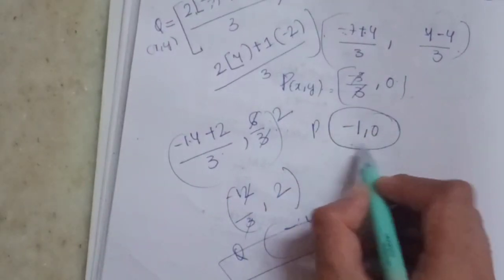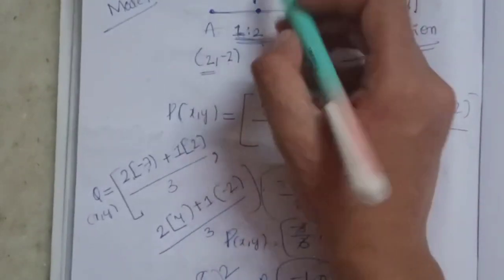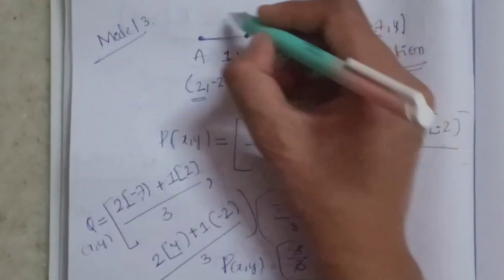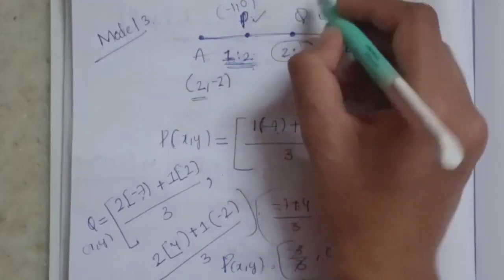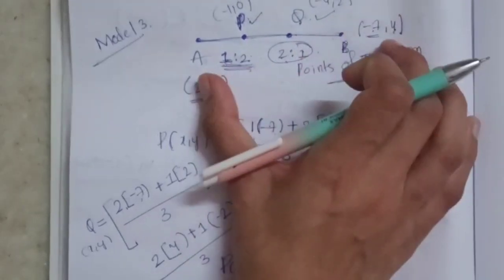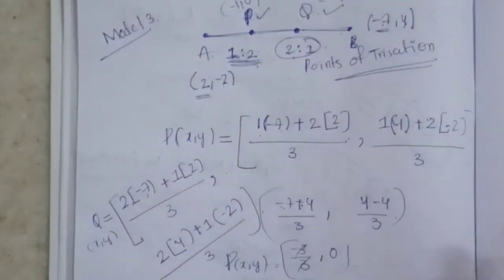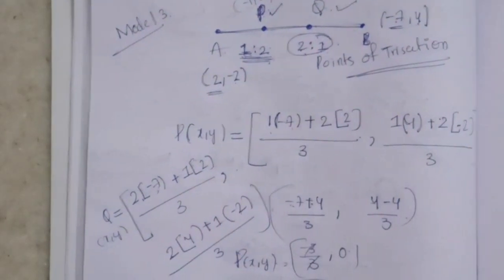Point P is minus 1 comma 0. So this is a point of trisection. Point P we got minus 1 comma 0. Point Q we got minus 4 comma 2. So this divides the line segment into 3 equal parts. So this is another model.